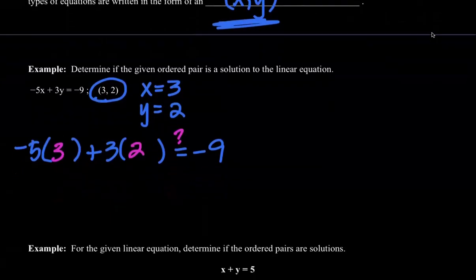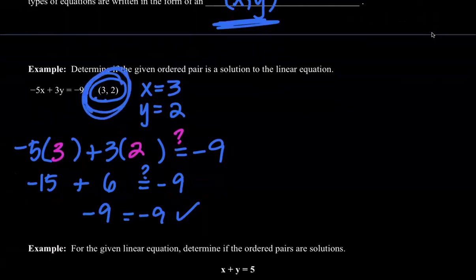Is that a true statement? So -5 times 3 is -15, plus 3 times 2 is 6. Is that equal to -9? -15 plus 6 is -9. Yes, that's a true statement, which means this is a solution to that equation.